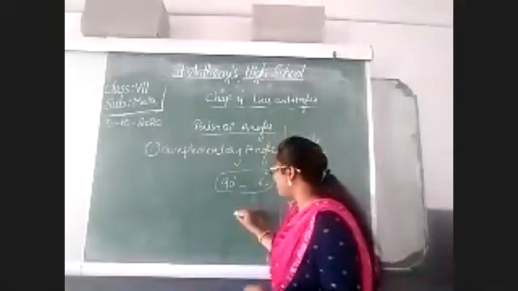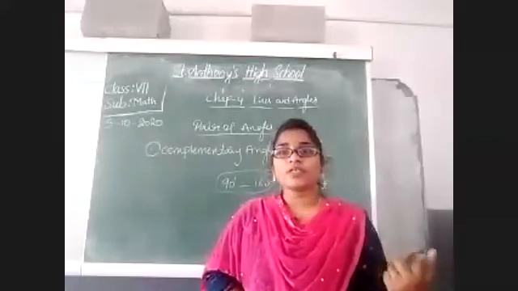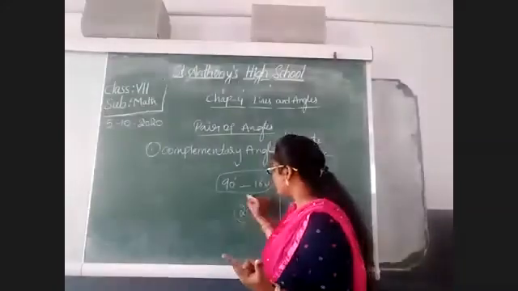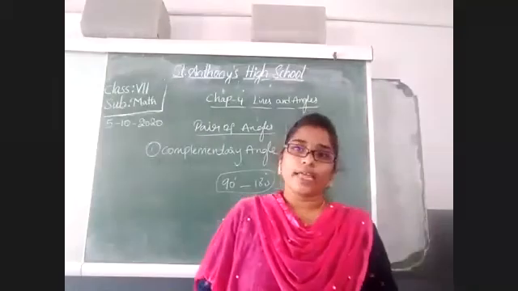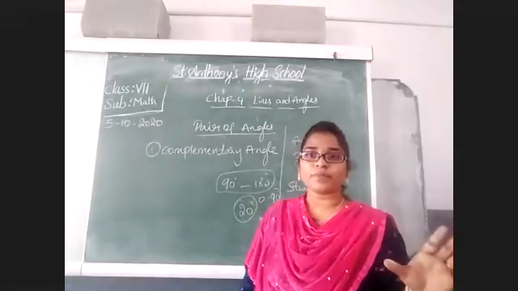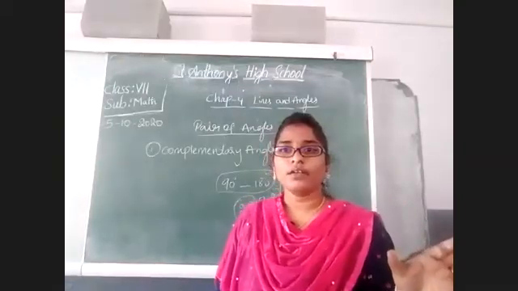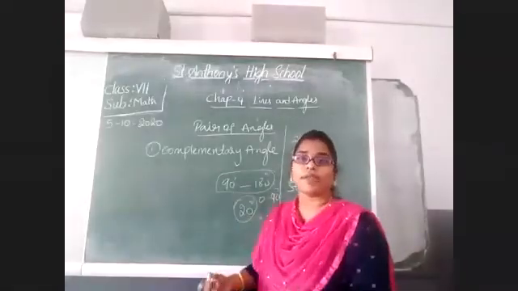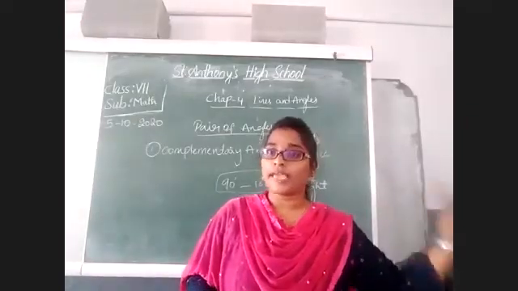For example, if the angle measures 20 degrees, how are we going to name that? It is nothing but an acute angle, because here it lies between 0 and 90 degrees. Are you able to understand? Are you able to hear my voice clearly? Yes. So according to the measurement, we are going to name the angle.